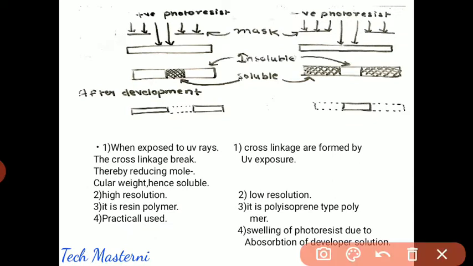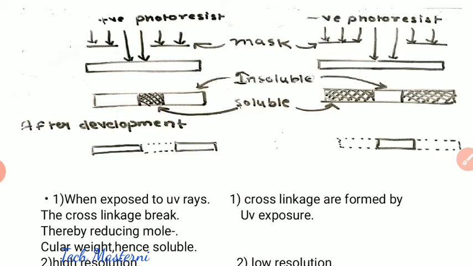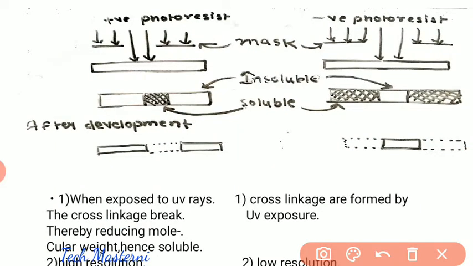In the previous class I have told you about the positive photoresist, so let's now recap it. In the positive photoresist, when the light is exposed, the cross linkage breaks, thereby reducing molecular weight and hence becoming soluble. Now let's see here. This is our photoresist. These are our mask. When the light falls, light cannot come here, light cannot come here. It will only reach this particular area.